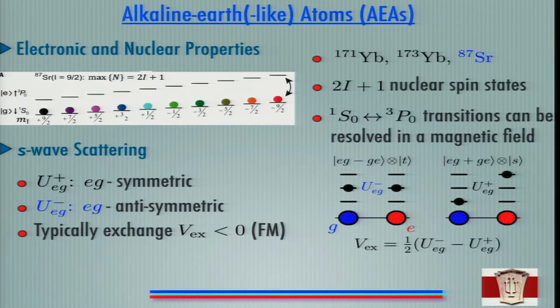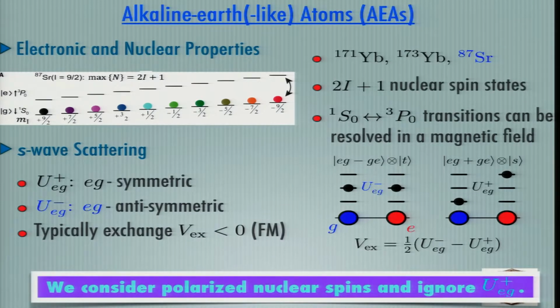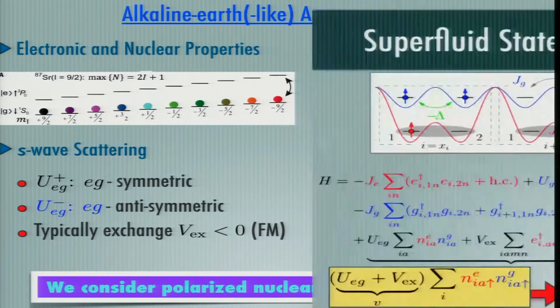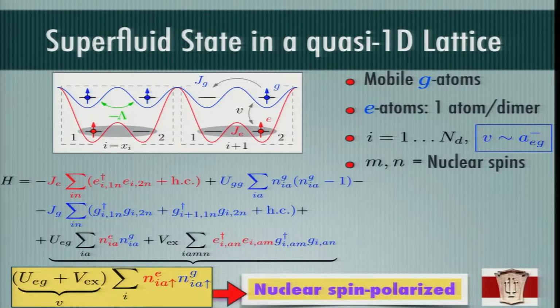And in principle, these atoms have an S-wave scattering, and by applying this magnetic field and essentially selecting one of these nuclear spins, what I want to consider is the polarized case. In that way, the symmetric part disappears. So the only thing that I'm dealing with is the antisymmetric part of the interaction. So now, let me tell you what is the Hamiltonian that experimentalists can handle.